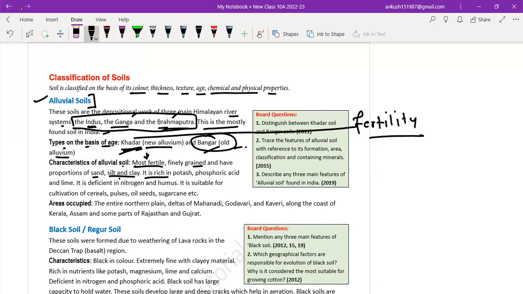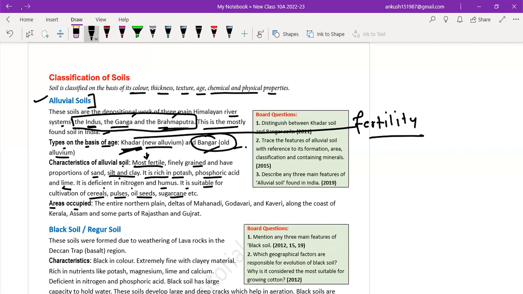Okay, it is rich in potash, phosphoric acid, and lime, which are very important ingredients for land fertility. It is deficient in nitrogen and humus. It is suitable for cultivation of cereals, pulses, oil seeds, sugarcane, means those crops which require much water throughout the year. Those kinds of crops can be cultivated in such land.